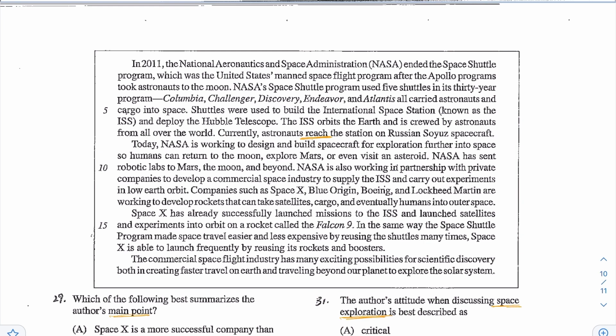Today, NASA is working to design and build spacecraft for exploration further into space so humans can return to the moon, explore Mars, or even visit an asteroid. NASA has sent robotics labs to Mars, the moon, and beyond. NASA is also working in partnership with private companies to develop a commercial space industry to supply ISS and carry out experiments in low orbit space, or low Earth orbit. Companies such as SpaceX, Blue Origin, Boeing, and Lockheed Martin are working to develop rockets that can take satellites, cargo, and eventually humans into outer space, which they've done.